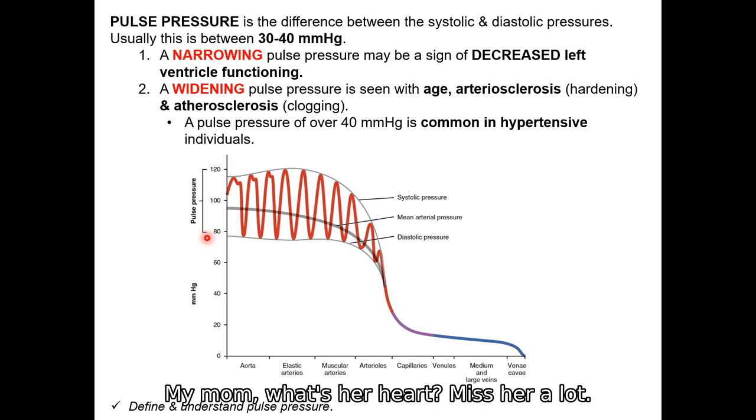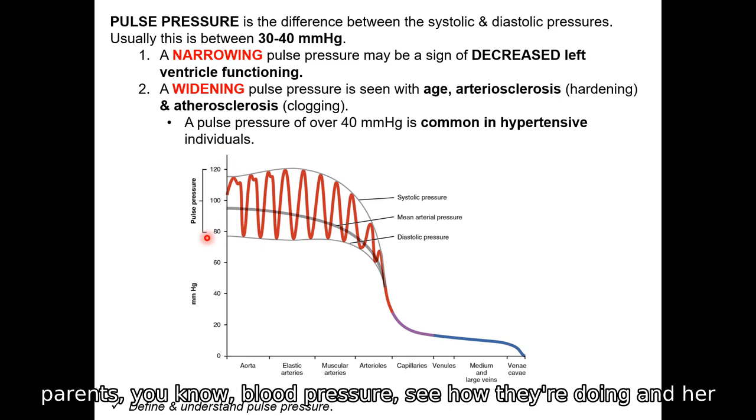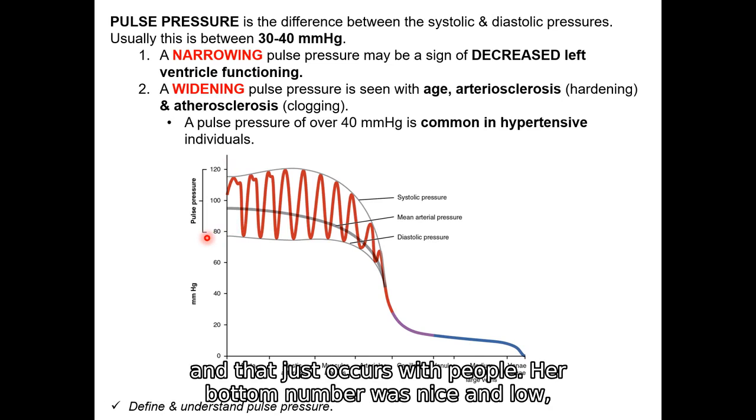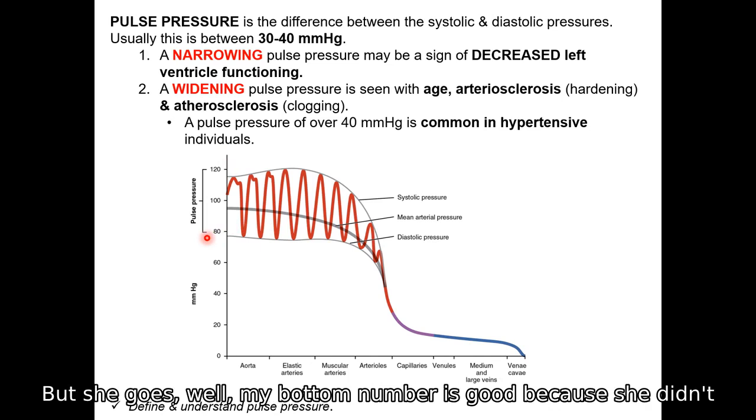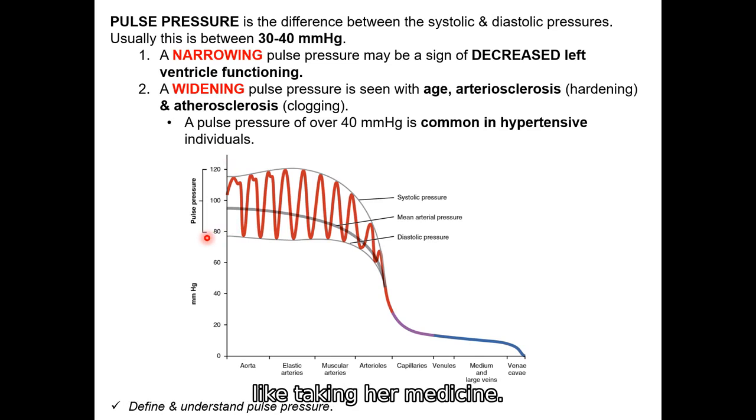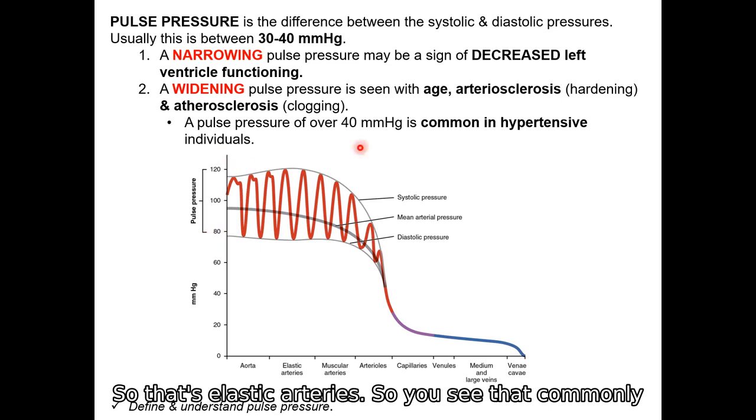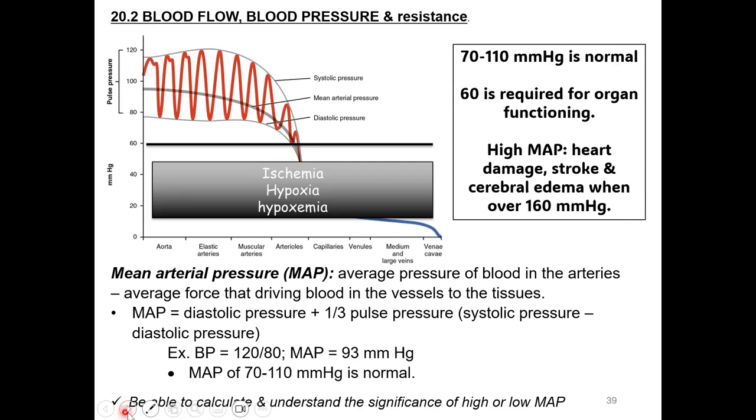Okay, my mom, bless her heart, miss her a lot. She had hypertension, and so you monitor your parents' blood pressure, see how they're doing, and her top number, of course, went higher and higher as she got older, and that just occurs with people. Her bottom number was nice and low, got lower, so she had a bigger gap. But she goes, well, my bottom number is good, because she didn't like taking her medicine. But yeah, okay, that has to do with the walls and that recoil, right? So of those elastic arteries. So you see that commonly in people that have hypertension, so high blood pressure.